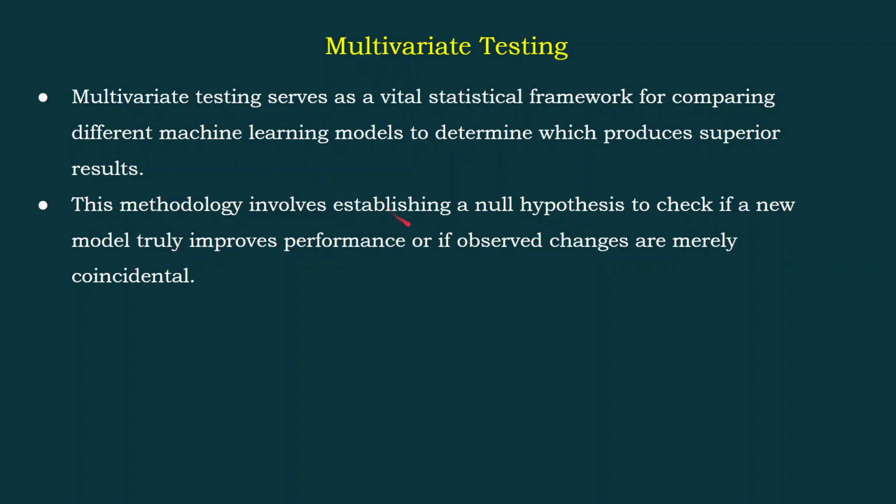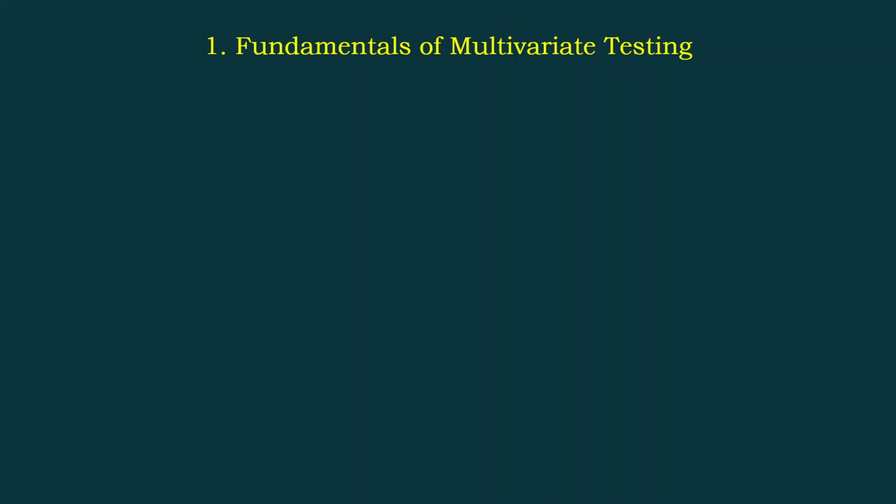This methodology involves establishing a null hypothesis to check if a new model truly improves the performance or if observed changes are merely coincidental. That means we check the model and, based on the model, we check the performance. If it is truly improving, we choose the model. Or the model gave the result just as a coincidence, meaning for some reason the result may come out in a better way. That is called coincidental.